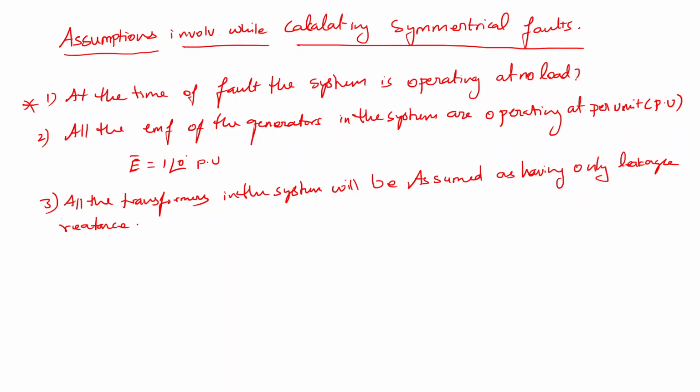Okay, so in the transformer there will be imperfect coupling between windings. Due to that there will be a leakage reactance. Only that leakage reactance is considered in the transformer. No other reactance is considered in the case of a transformer. So this is one of the cases.